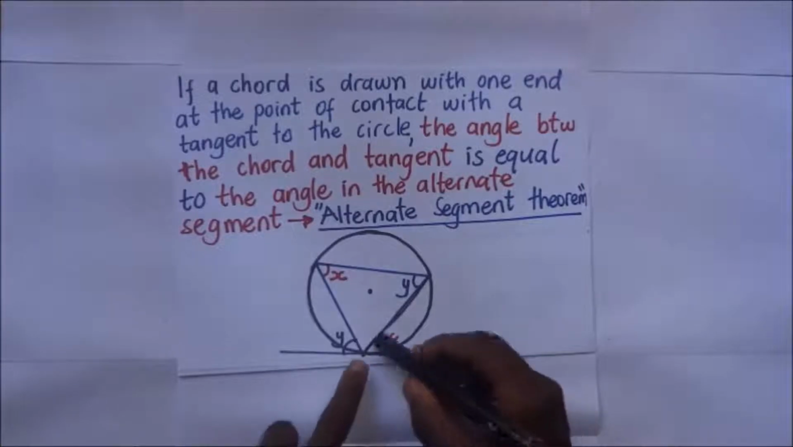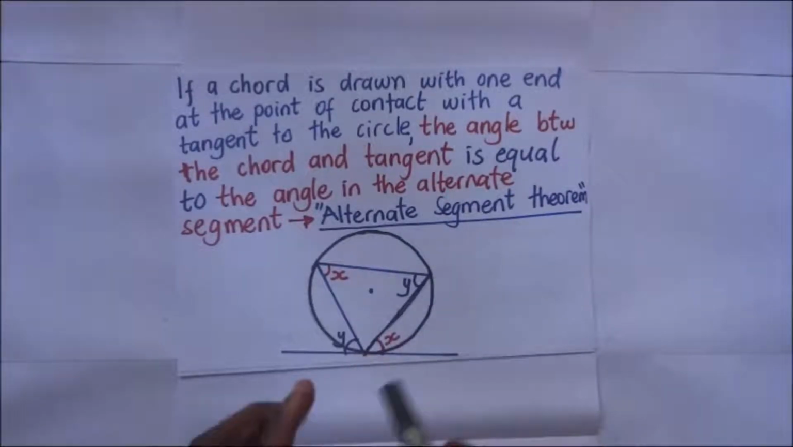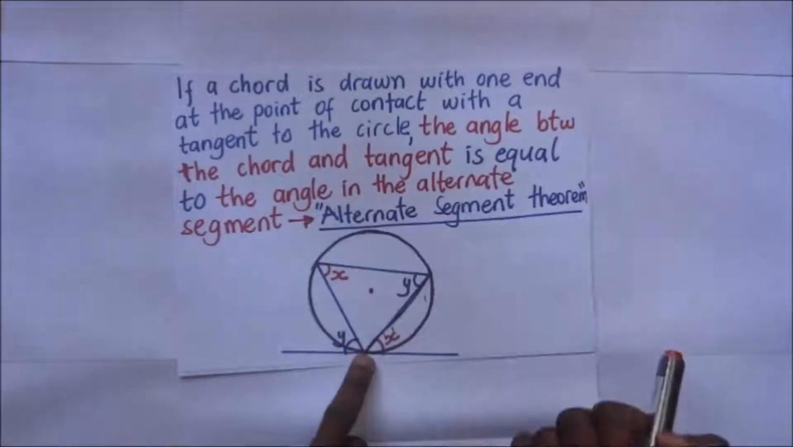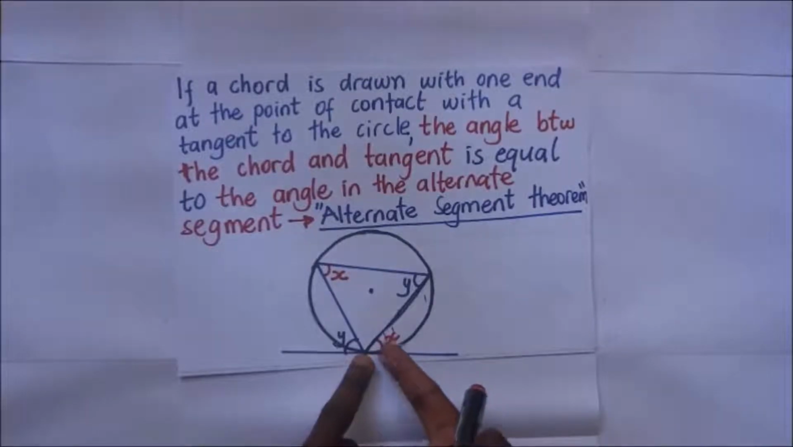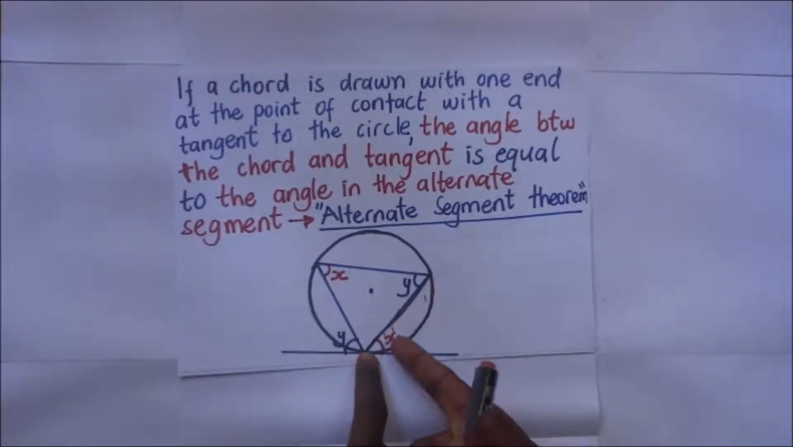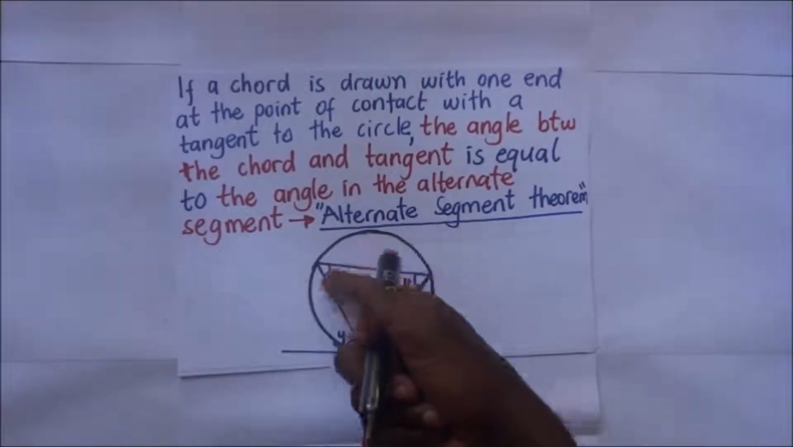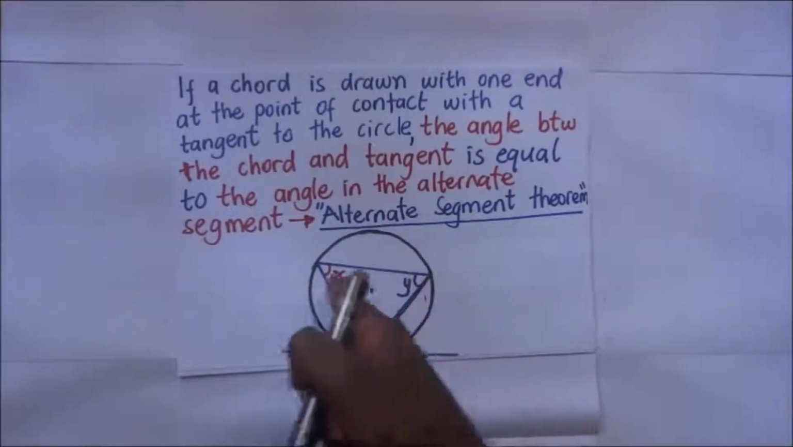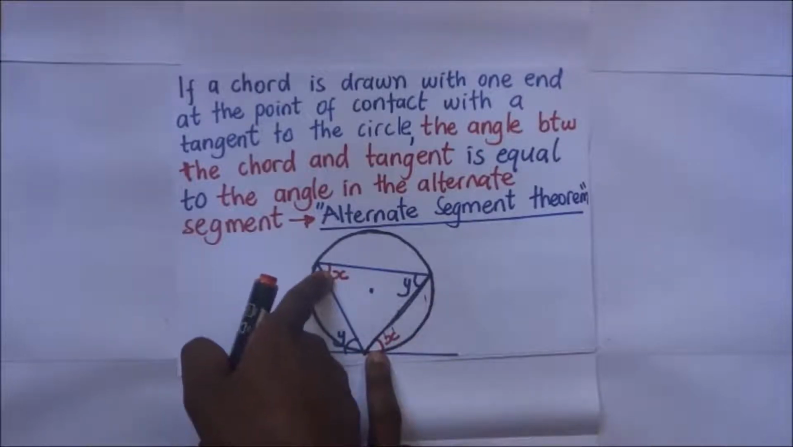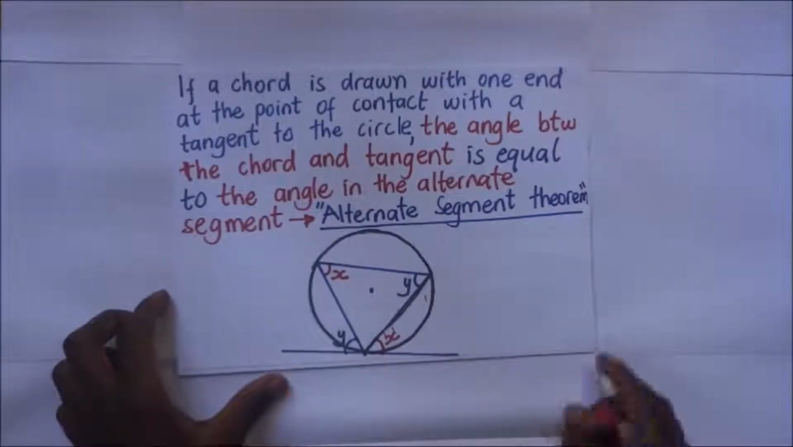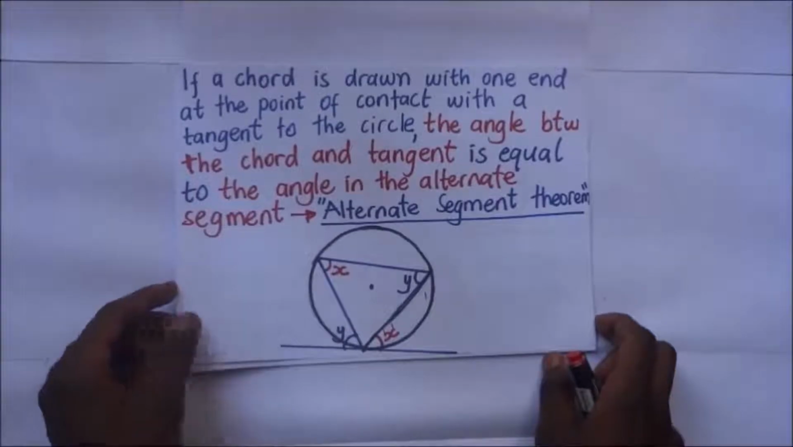So this is the chord we are talking about. When you look at this chord, it divides this circle into this segment and the other segment. So if this is the segment within which the angle x is, it means the alternate segment is this other one. And the angle that is in this other alternate segment is equal to that angle. This is called the alternate segment theorem. By alternate segment, to make it clearer, this is what I mean.